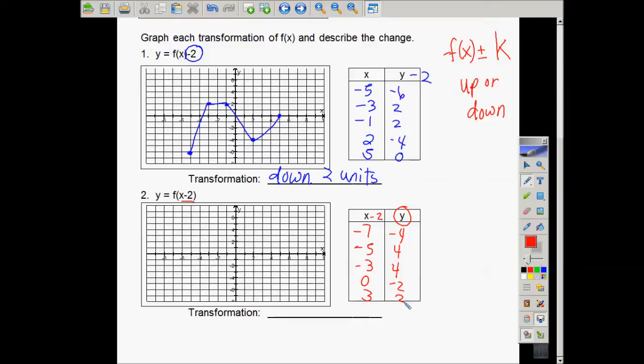So I'm going to graph these points. So I'm going to go to -7, -4. Right. I'm going to go to -5, +4. -3, +4.